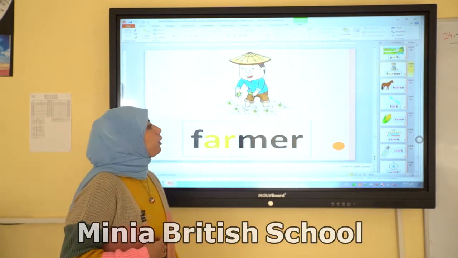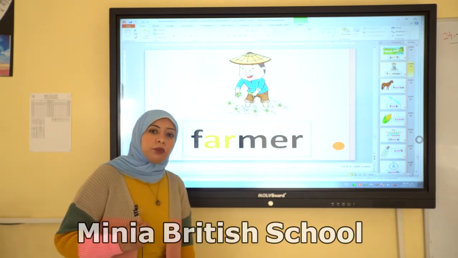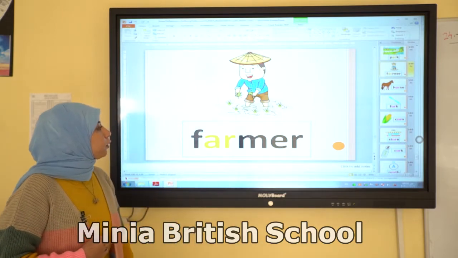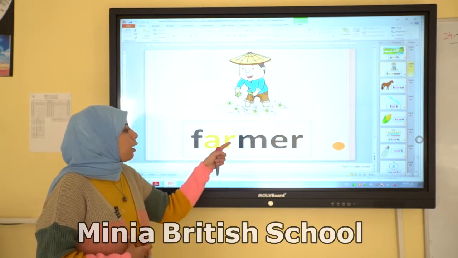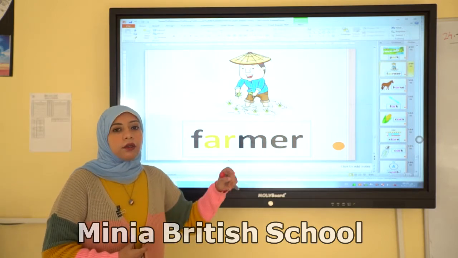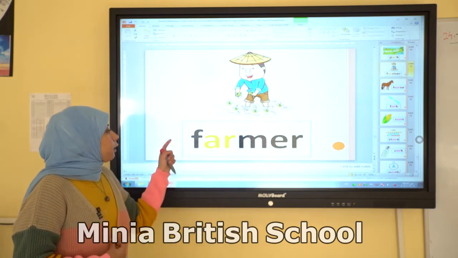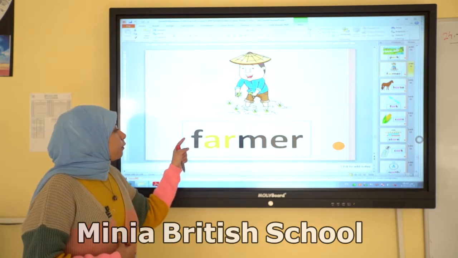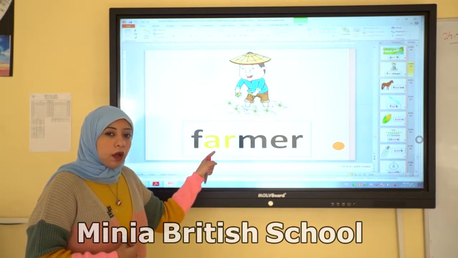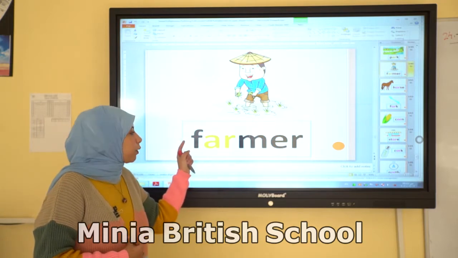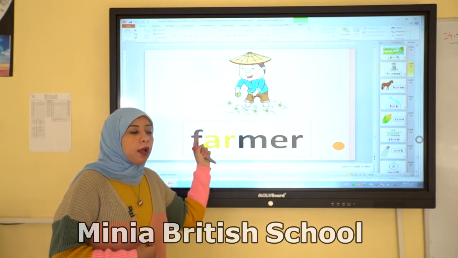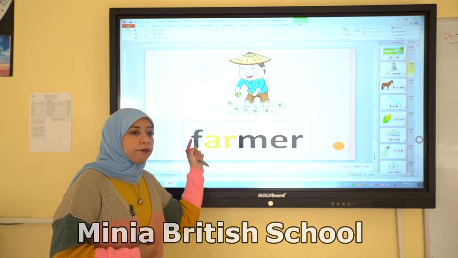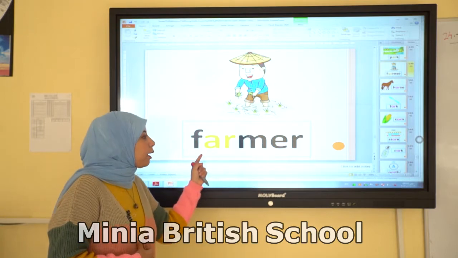Okay. Be careful and try to read this word. Here we have two digraphs. A and R. Okay? Listen. Can we see R or A? So we say far, far, farm.